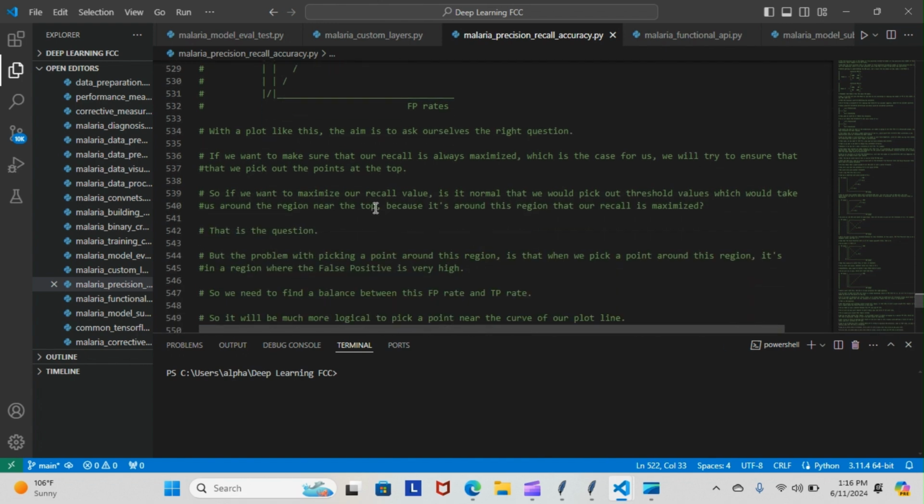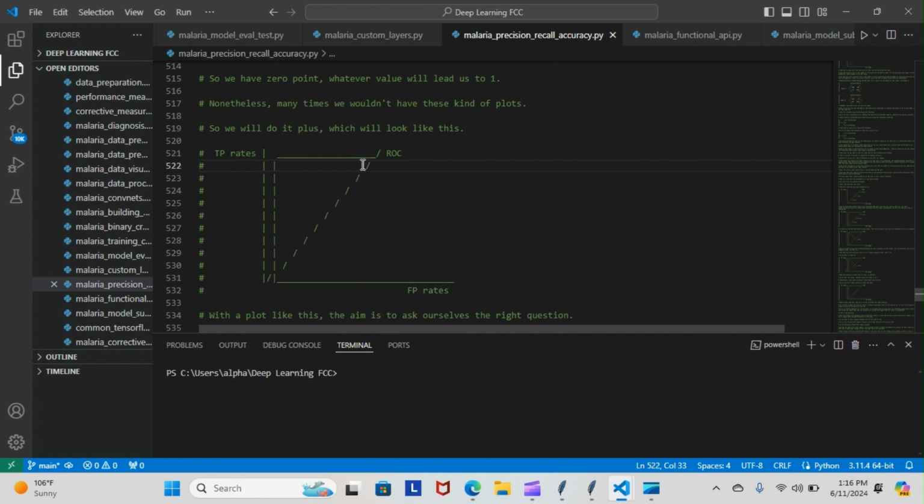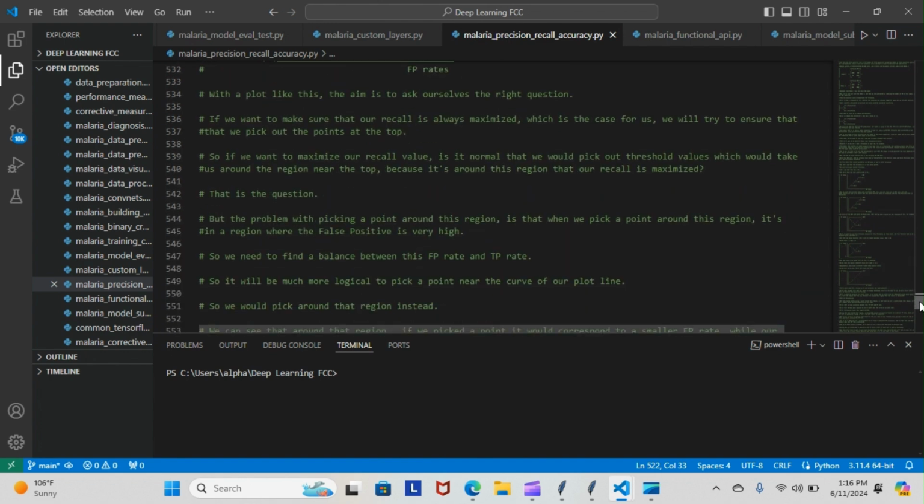So if we want to maximize our recall value, it is normal that we will pick our threshold values which would take us around the region near the top, because that's the region where our recall is maximized. Like I just said, naturally we would try to go directly to the top here and try to pick one of these locations. We have to keep in mind the higher we go on the TP rate, the higher we go on the FP rate. So we don't want to go too high. You can see that here, it would give us a high false positive rate. And that is the question.